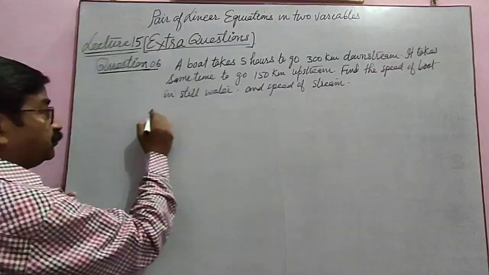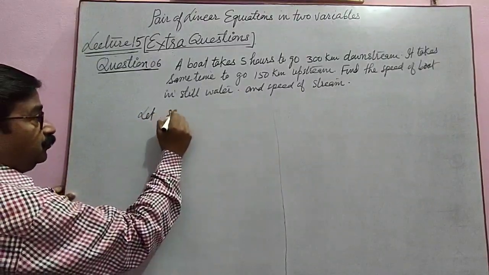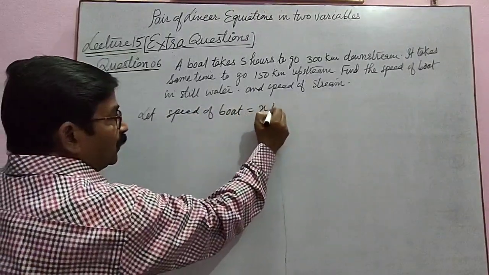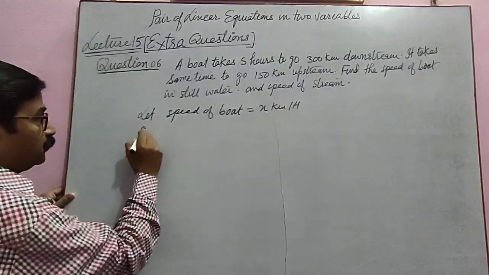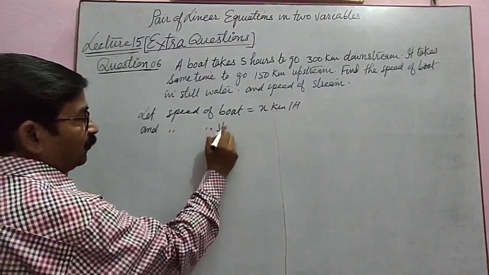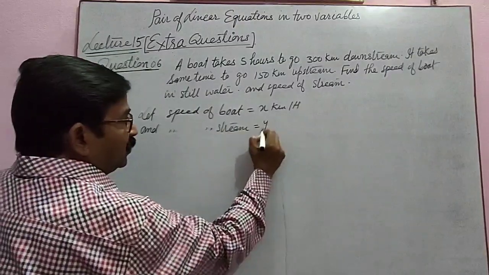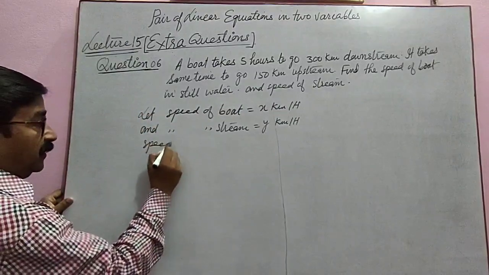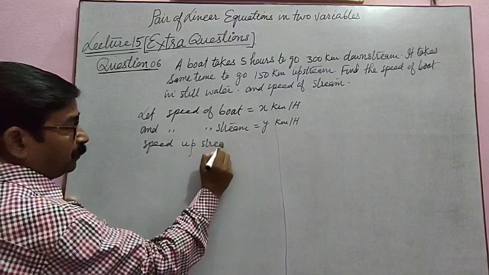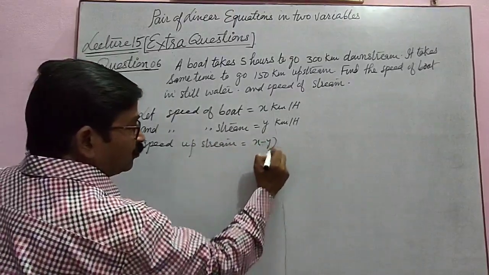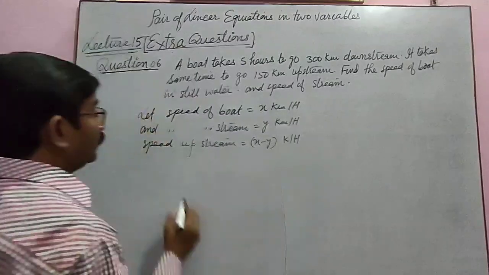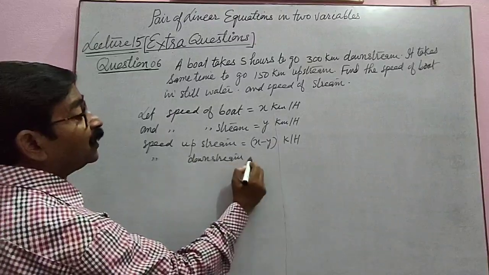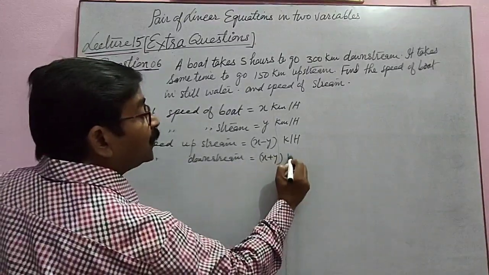So the two things are, let speed of boat be x kilometers per hour and speed of stream be y kilometers per hour. Now speed upstream is x minus y kilometers per hour, and speed downstream is x plus y kilometers per hour.